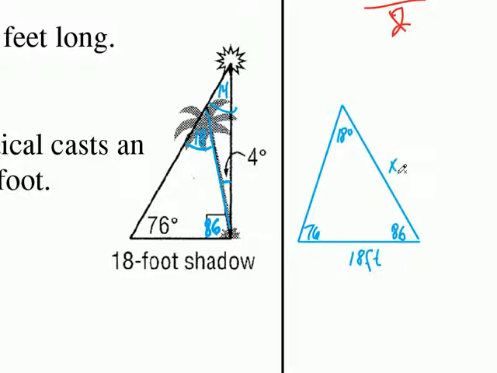Is there any way to find that with what we have? Law of sines. You can use law of sines, can't you? Because look, I've got an angle, and I'm trying to solve for a side, correct? Let's make this a little darker. So watch. Here's the law of sines. It's x over the sine of 76 equals 18 over the sine of 18 degrees.